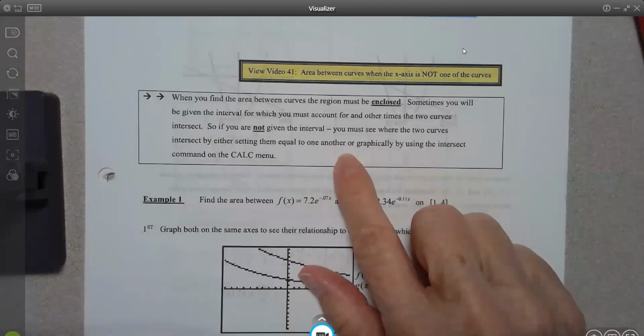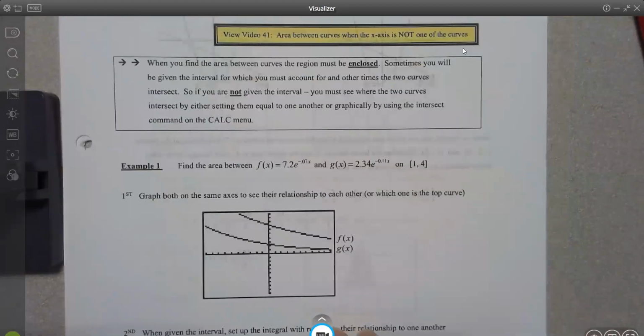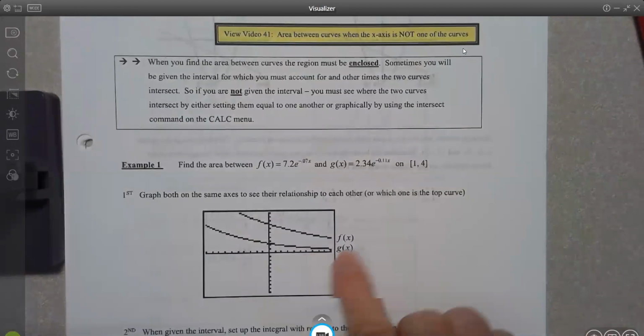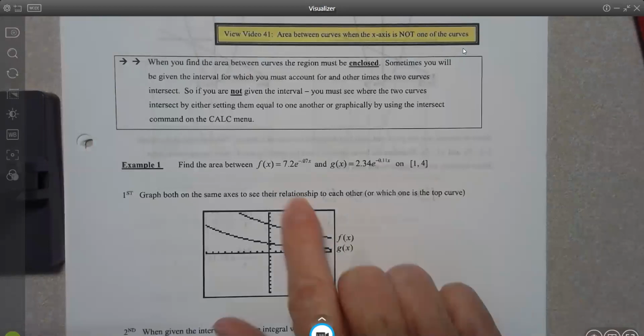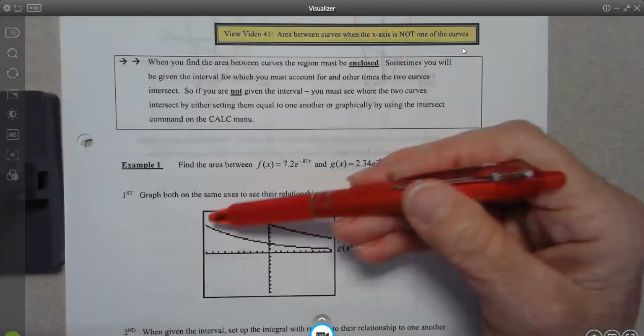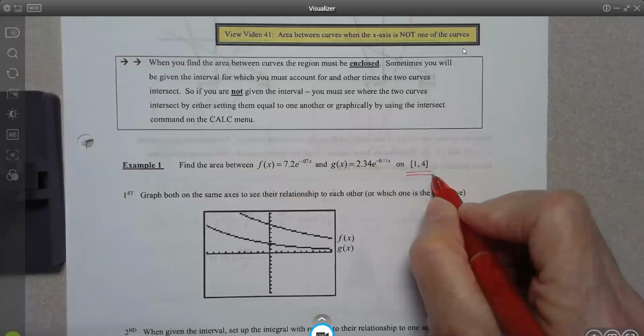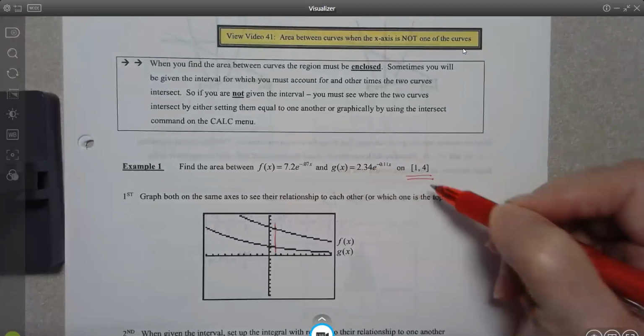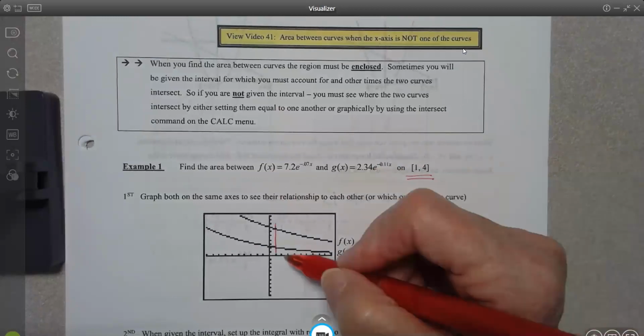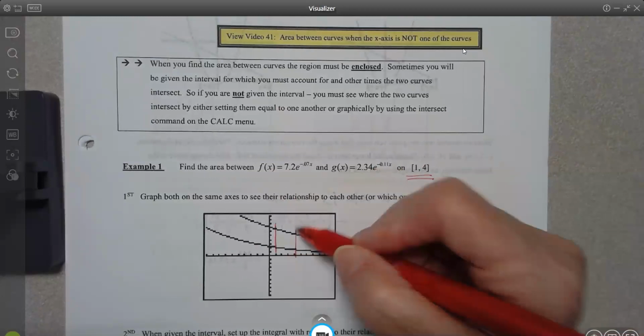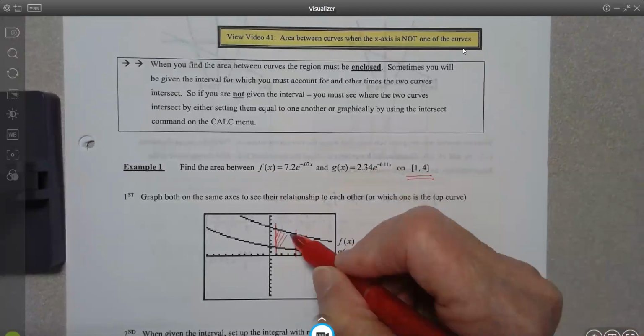Now in this particular problem, I graphed them here. I did label. In your calculator, it doesn't label, so that's why you've got to watch your calculator. Now in these particular problems, if you'll notice, I've got one curve, I've got another curve, but they give me an interval. So again, a rough sketch you'll need. So I want to go from 1 up to 4, and it must be enclosed. They want the area between the two curves.